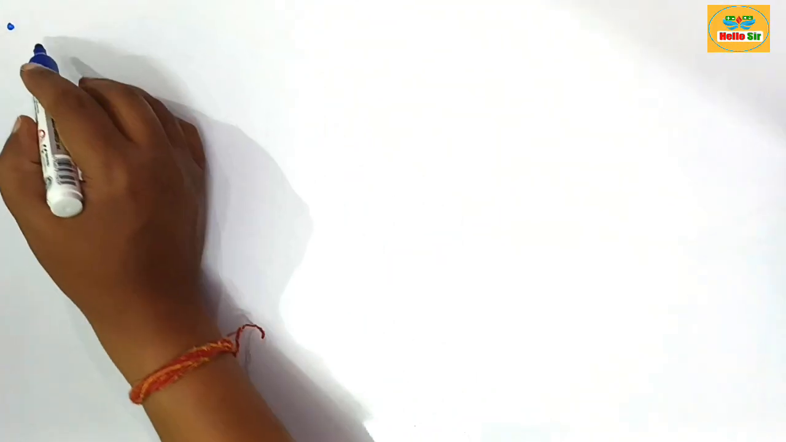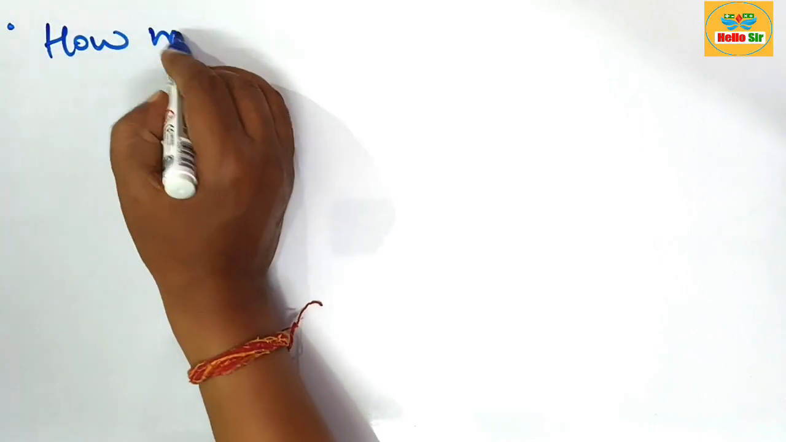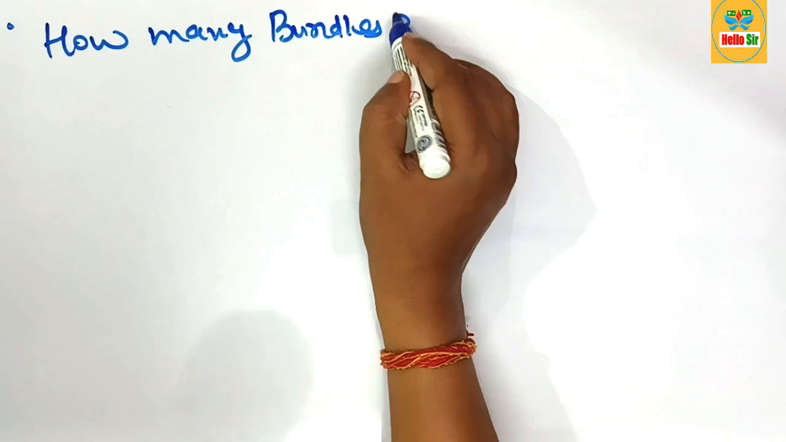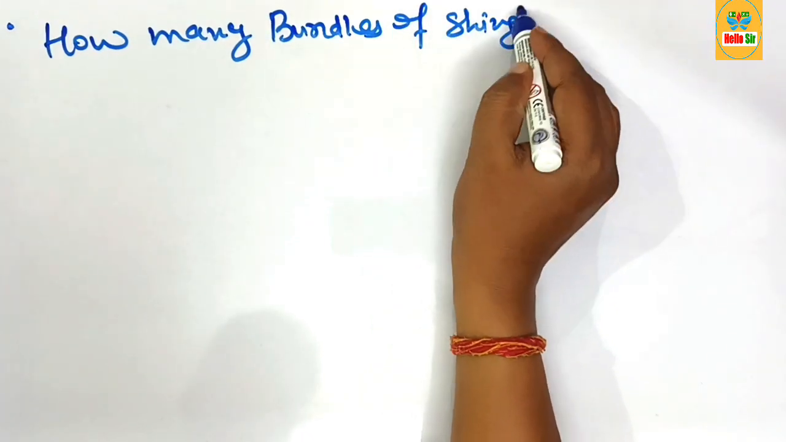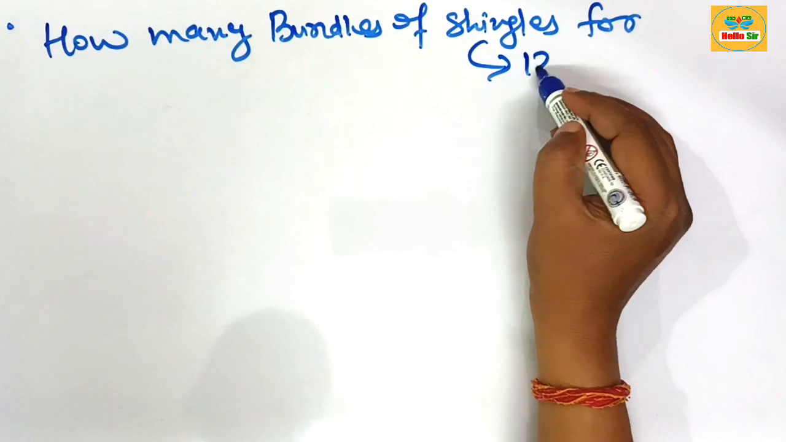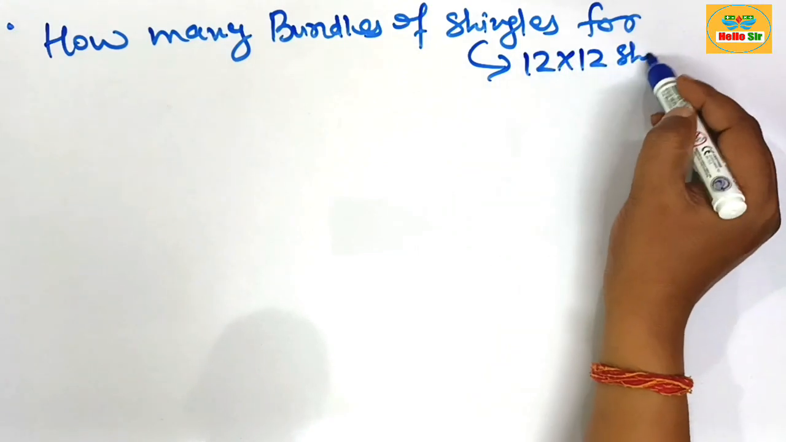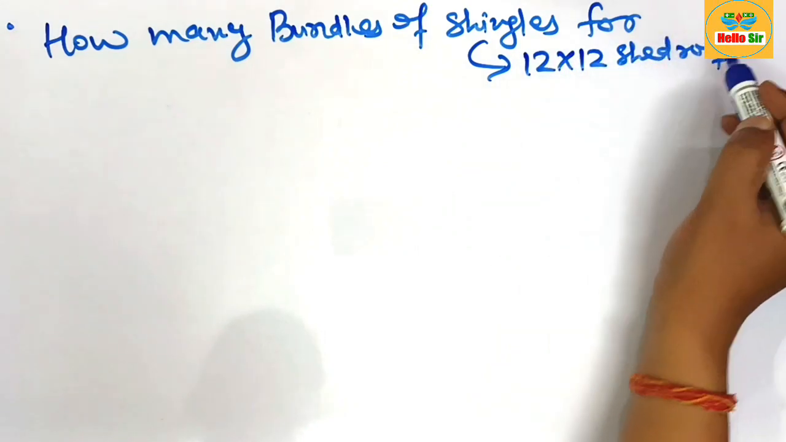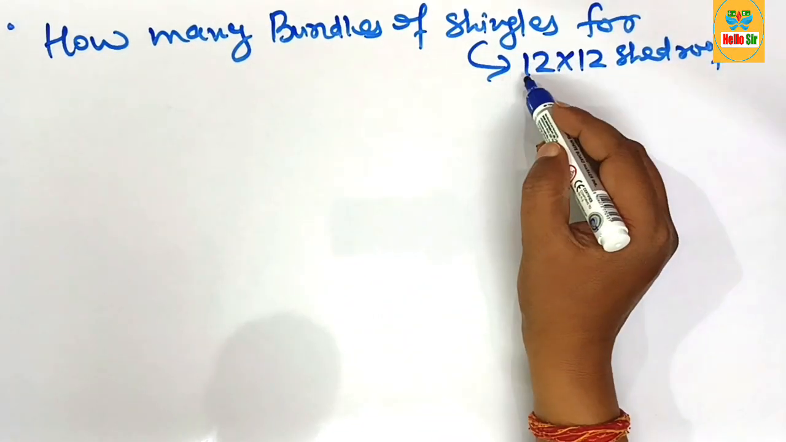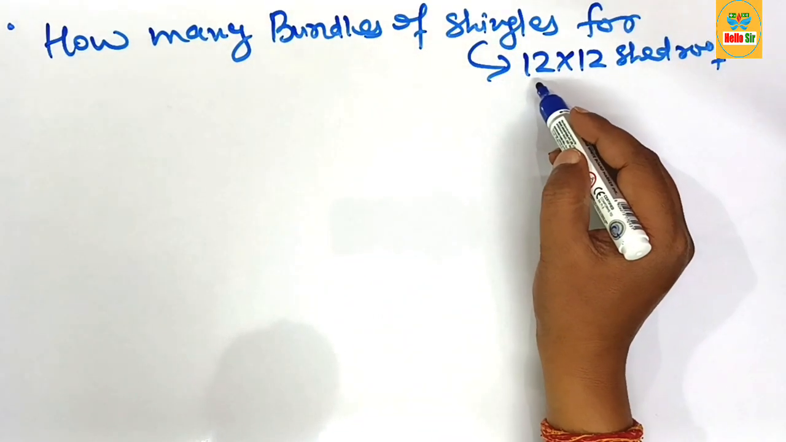Video, we know about how many bundles of shingles do I need for a 12 foot by 12 foot shed roof. Your question is how to calculate the number of bundles of shingles required for a 12 foot by 12 foot shed roof.